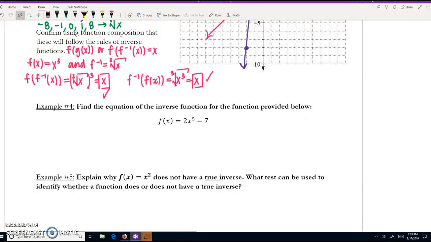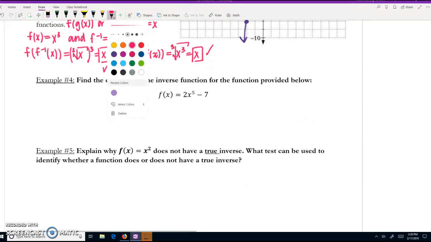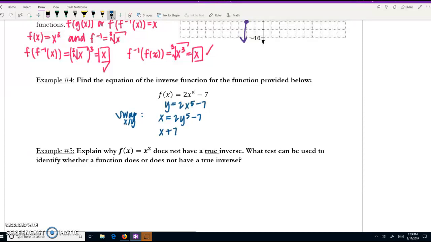Example number 4 is just another practice for finding the inverse of a function. So this one says, find the inverse of the function for what's given below, and we have f of x equals 2x to the 5th minus 7, which is the same thing as saying y is equal to 2x to the 5th minus 7. So we're going to swap x and y to find the inverse. So that's going to give me x is equal to 2y to the 5th minus 7. So we need to start getting y by itself. So I can add over 7.